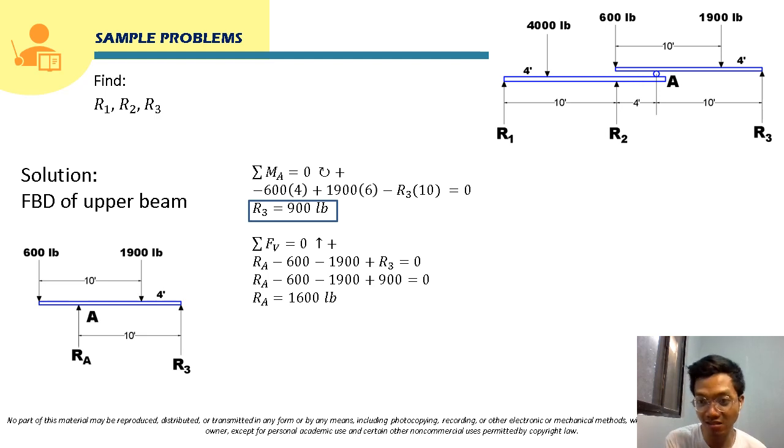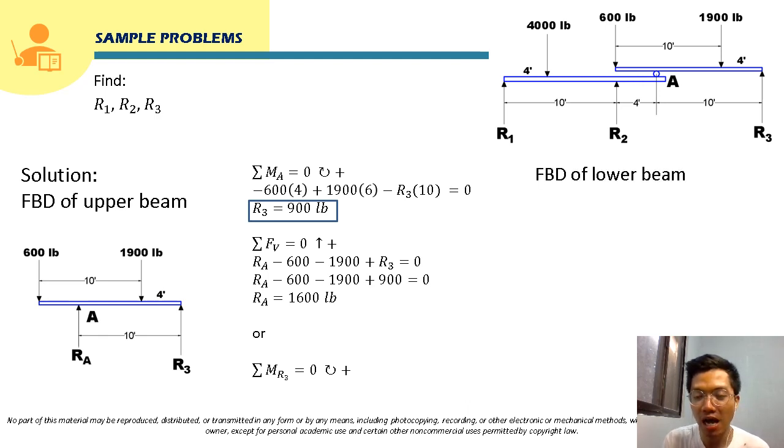So no need to box this because it's not asked in the problem, no? So we just have to solve for R1, R2, and R3. Okay, so we will just need this RA. We will just need this to solve for the remaining reactions R1 and R2.